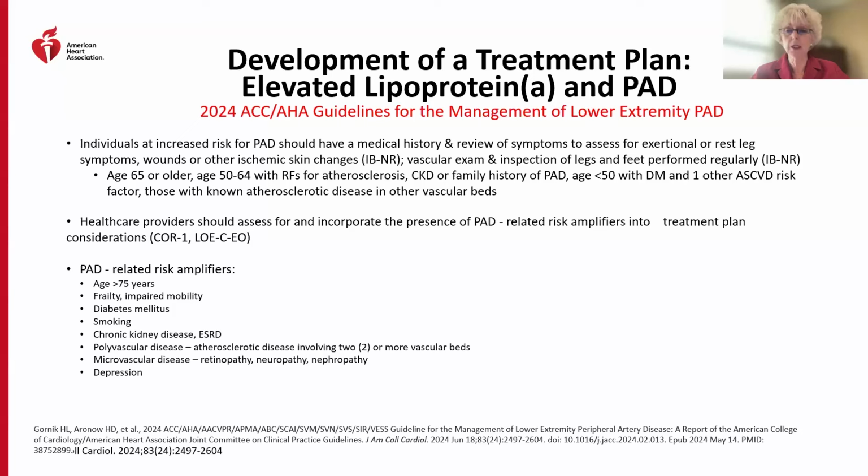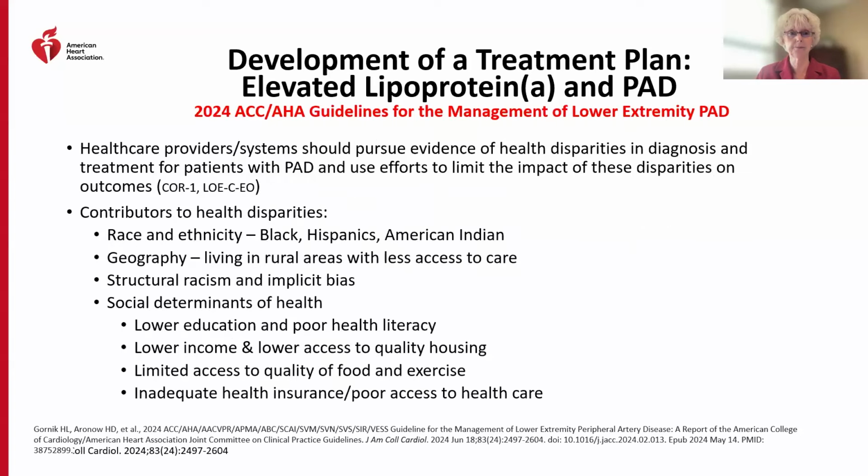Those at an increased risk include individuals 65 years and older, those between the ages of 50 and 60 with known risk factors, CKD, or family history of PAD, those less than 50 with diabetes and one other ASCVD risk factor, and individuals with known atherosclerotic disease in other vascular beds. And also, we should take into consideration the PAD risk amplifiers, which you can see on this slide, including advanced age and frailty and depression, and things that maybe we don't normally take into consideration in our day-to-day work.